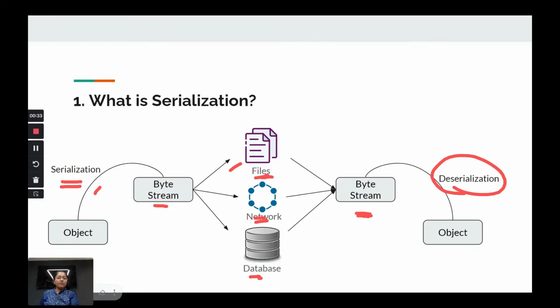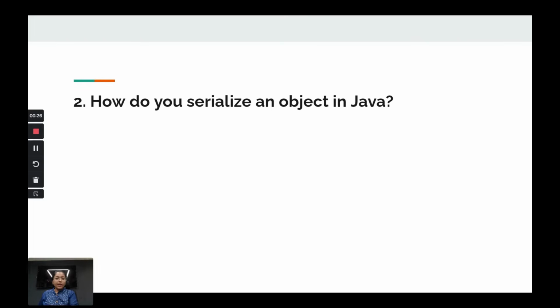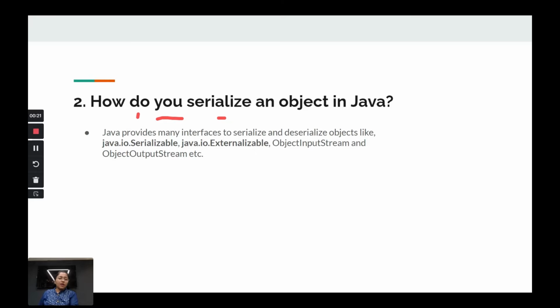So I hope it is clear, first of all, what is serialization and what is deserialization. Object to byte stream, and again byte stream to object. Next is, how do you serialize an object? There are many different ways. Nowadays we use common libraries like Jackson and JSON libraries. We'll talk about it towards the end of the video.